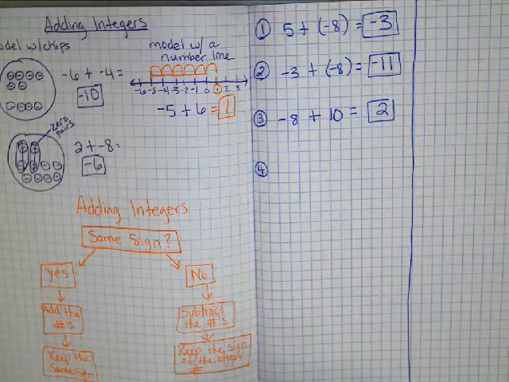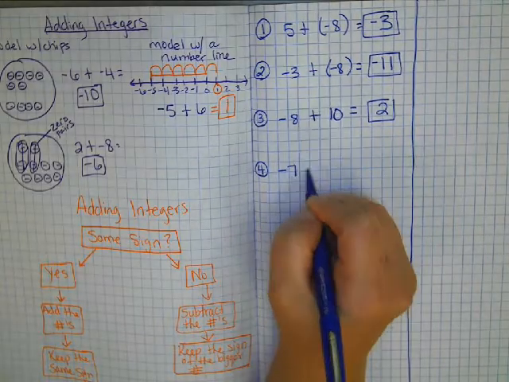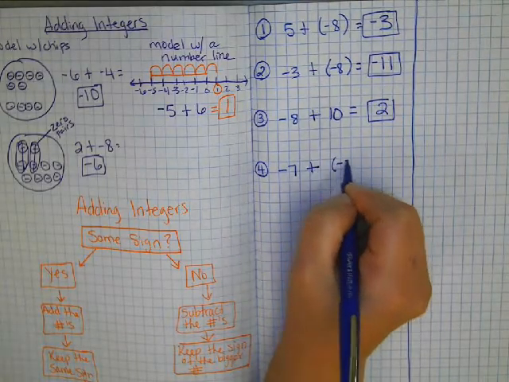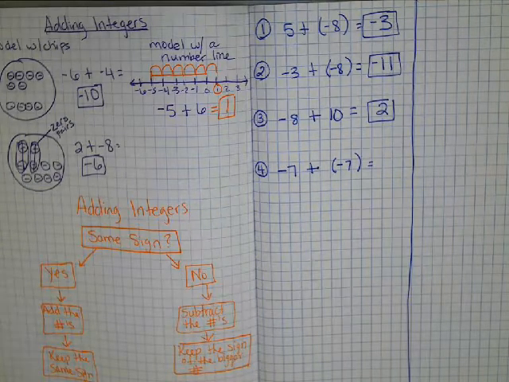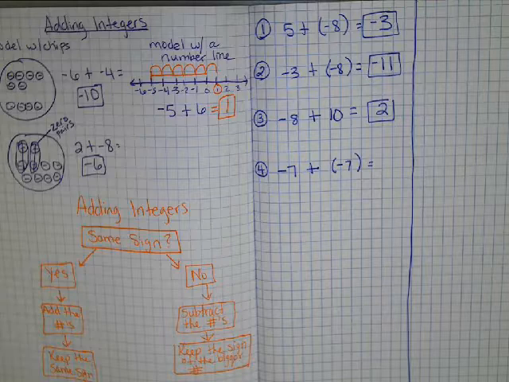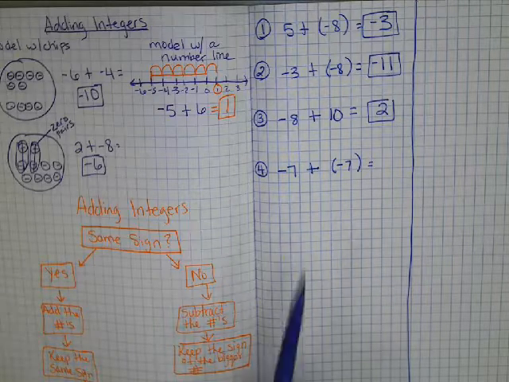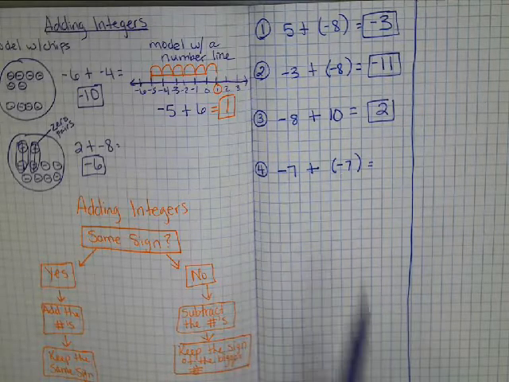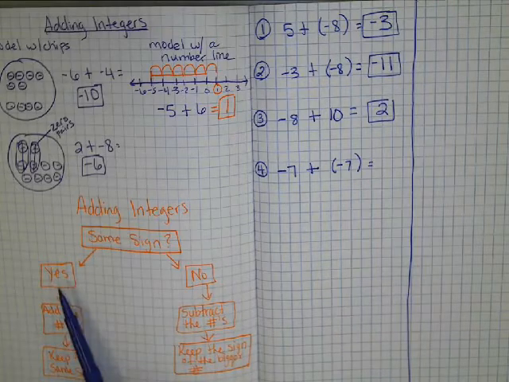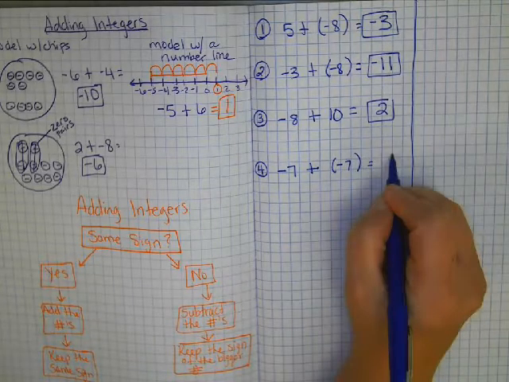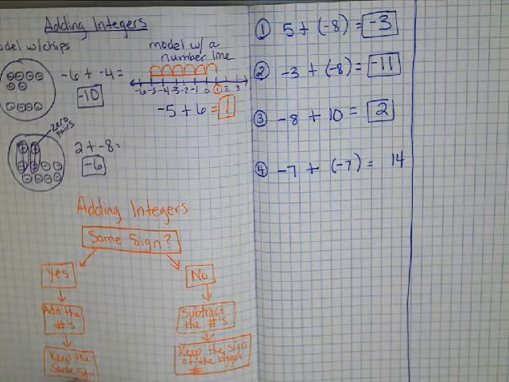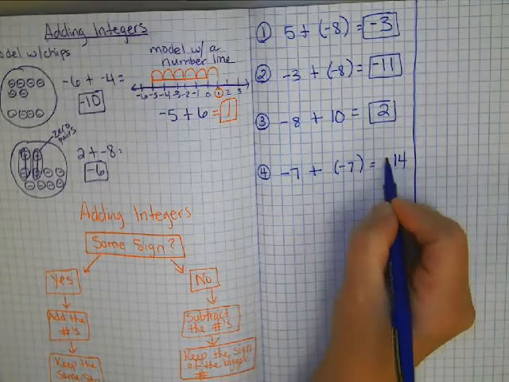Number 4, -7 plus -7. Pause the video to solve this problem. Click play again when you're ready to move on. My signs are the same. So yes, they are. So I have to add the numbers. 7 plus 7 is 14. And it says keep the sign. So a negative, I get a negative answer.